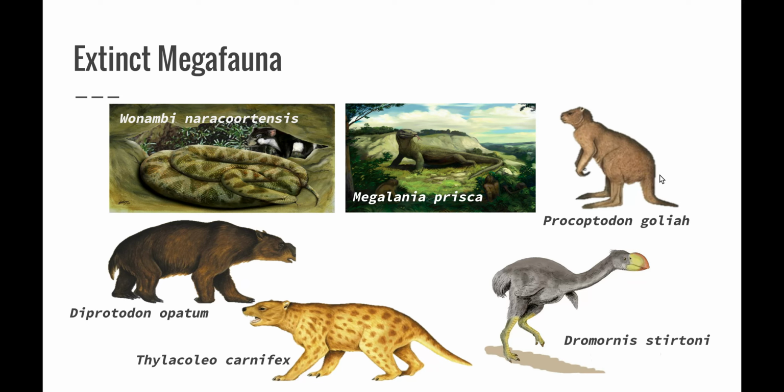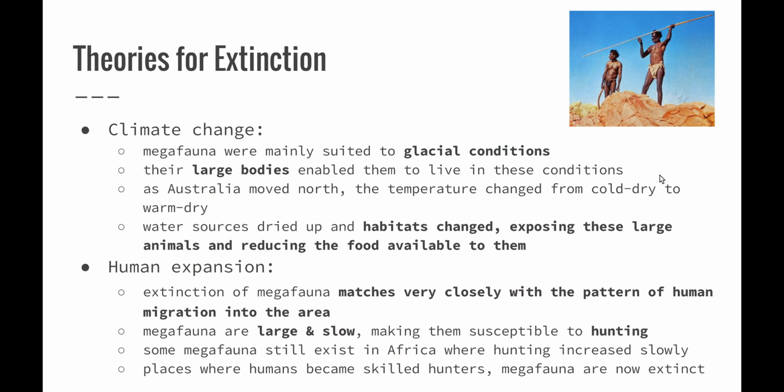So obviously we can have a look at this example here and see that our emus and our cassowaries had to have been linked to this guy evolutionarily somehow. There are a number of theories for the extinction of megafauna, but the two that are most commonly accepted are climate change and human expansion. With climate change, because of their size, the megafauna were mainly suited to glacial conditions.